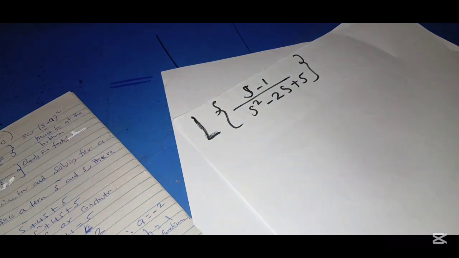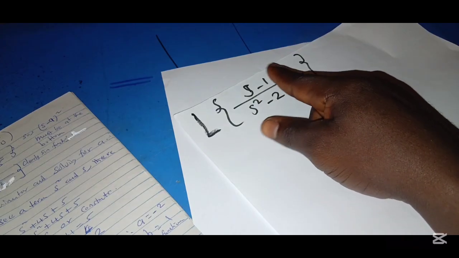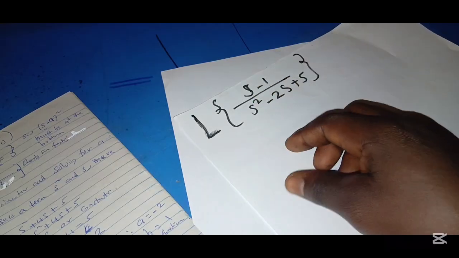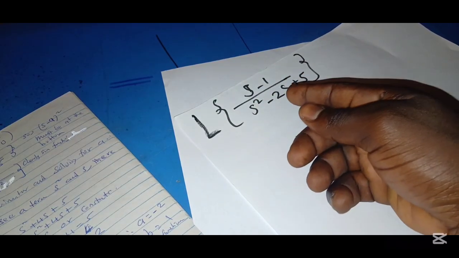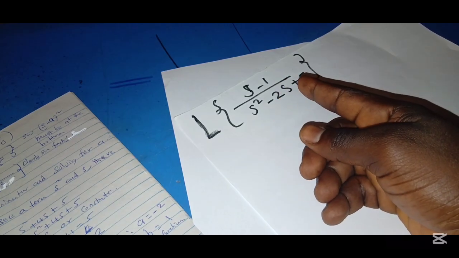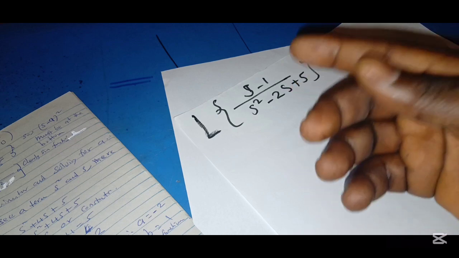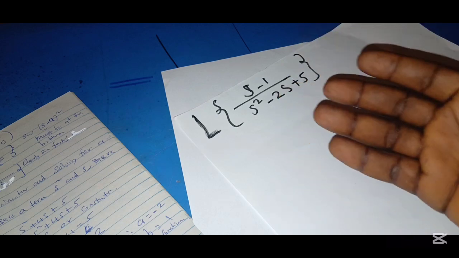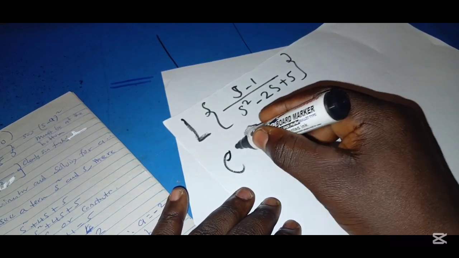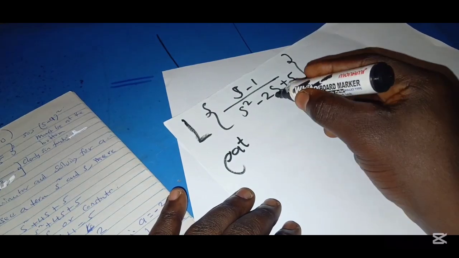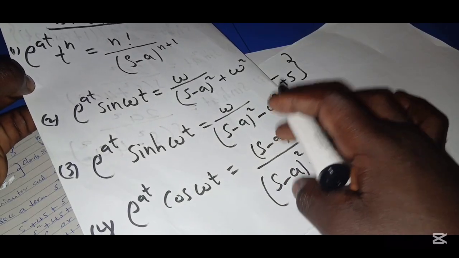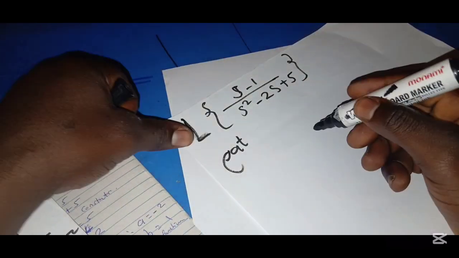Looking at this problem, I have the term s minus 1 on the numerator side. This tells me clearly that this is a cos function. But I don't know whether it is cosh or cos, right? Is it cosh omega t or just cos omega t? Like I told you earlier, for a shift problem, e to the power at must be there. So now I can see there is a cos, because comparing this to that, you see that we have s. For cos, we have s minus a at the top, right?